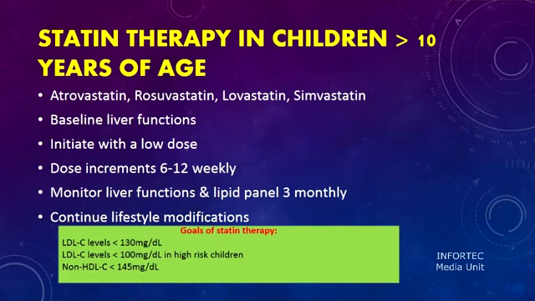So the goals of statin therapy are, if we use LDL as the tool for monitoring, LDL levels below 130 milligrams per deciliter, but less than 100 in high-risk children. If there are premature deaths in the family, or there are other high-risk factors, we have to maintain a lower level. And if we use non-HDL cholesterol as the monitoring tool, it has to be maintained below 145. However, at the moment, the international guidelines recommend LDL monitoring rather than non-HDL, because there are certain controversies, right?